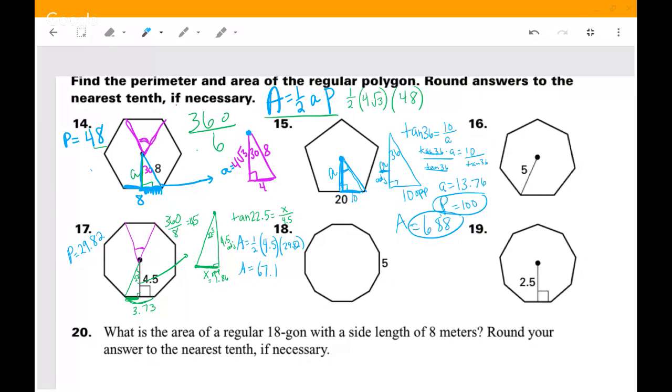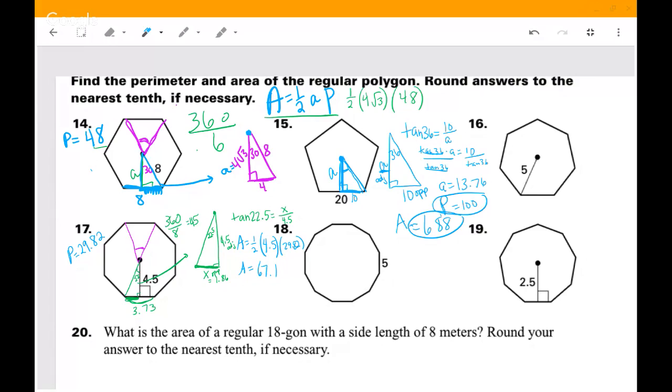Could I check number 19 with you? Sure. Let's see. 19. For the perimeter, it has 16.4. Okay, I got that. And then the area is 20.5. Very good. Okay.